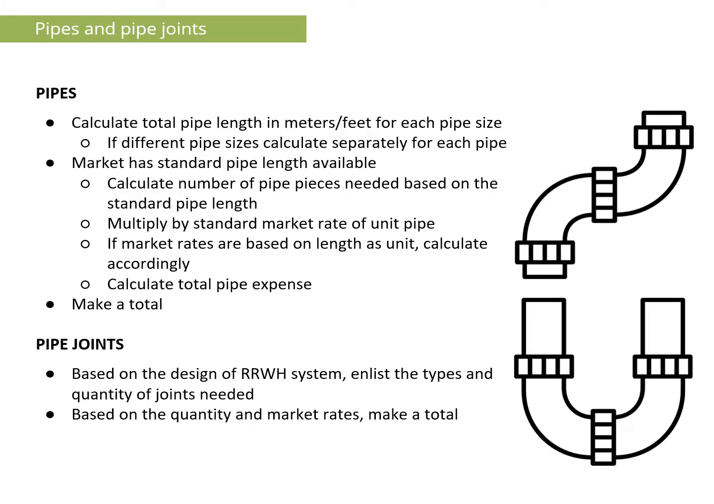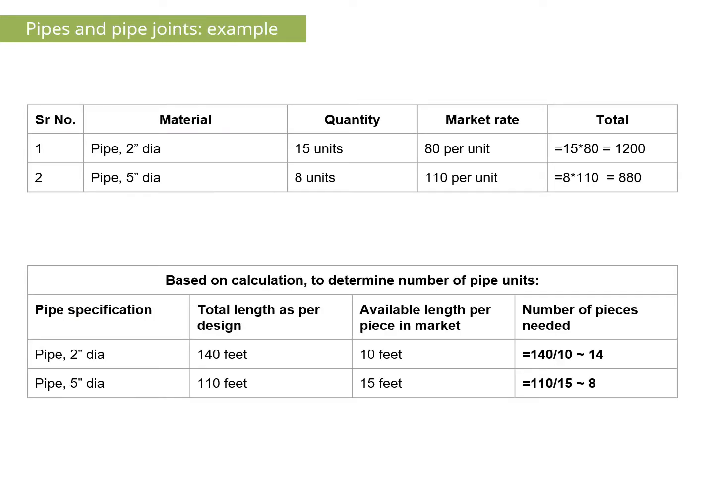Now say when we calculate the pipes and pipe joints, the procedure is the same. We have to calculate the total length or different joints that are required. Then the quantity of material has to be multiplied by the standard market rate, and then that gives the total expense of material. Here is an example of cost calculation.